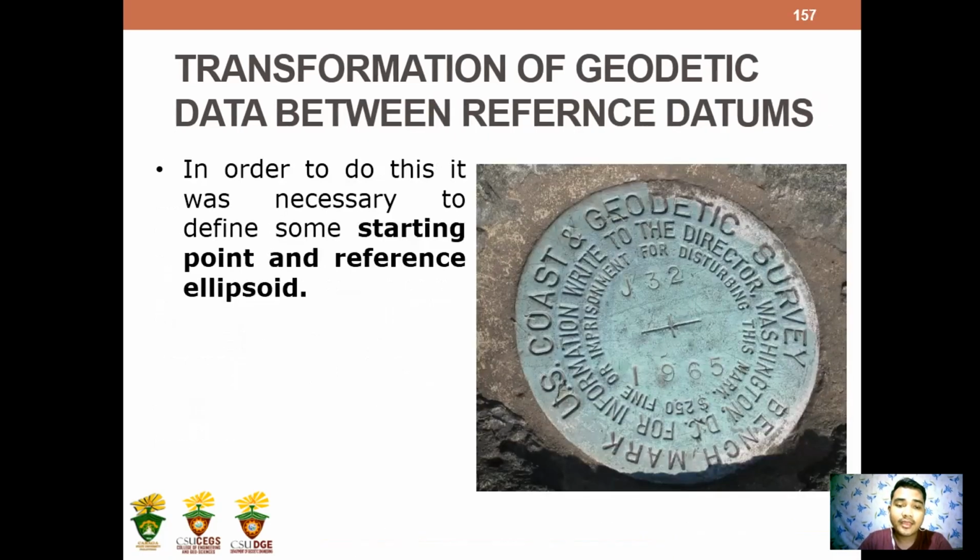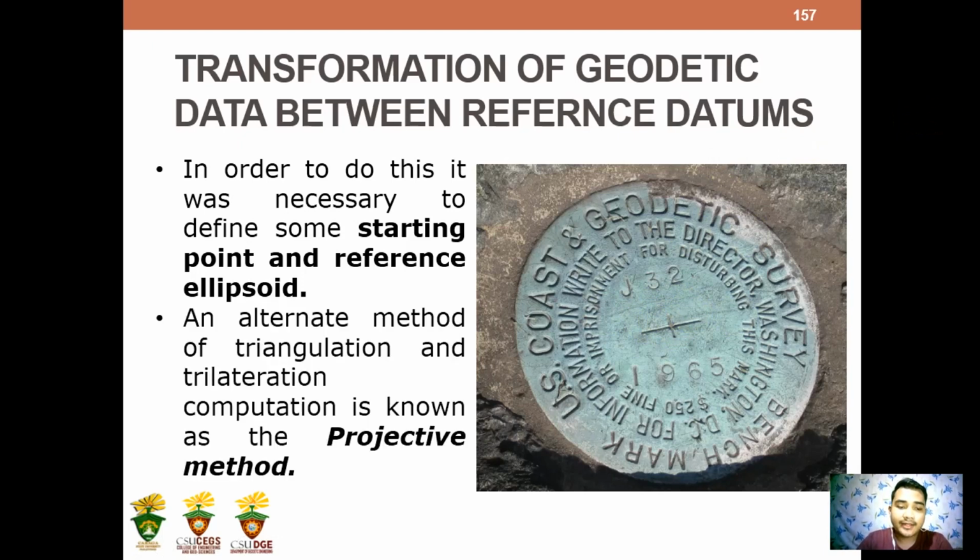In order to do this, it was necessary to define some starting point and reference ellipsoid. So like this one, no? Sa kaning example sa kilid sa pinahanglan, nakitay reference, no, or ahata magbase sa ato ang mga coordinates.